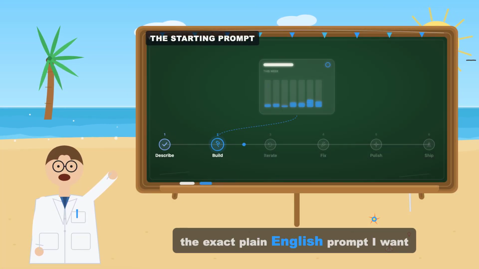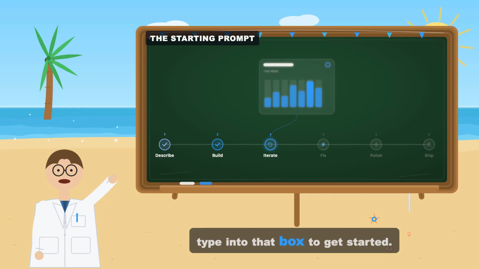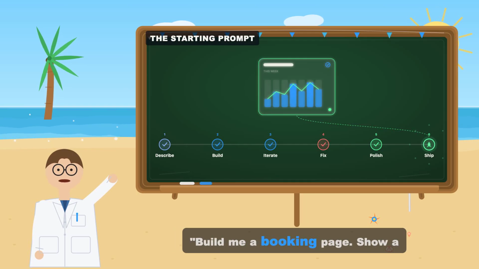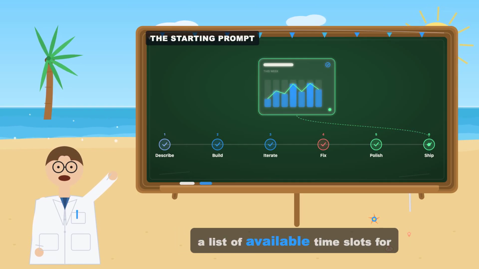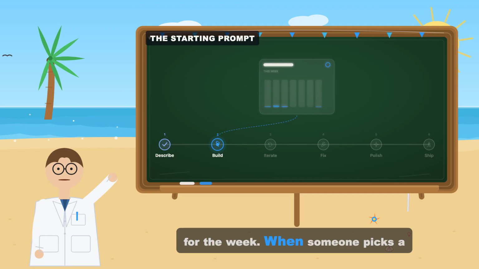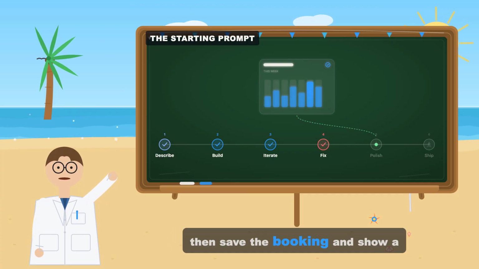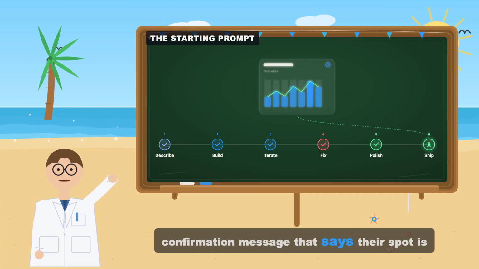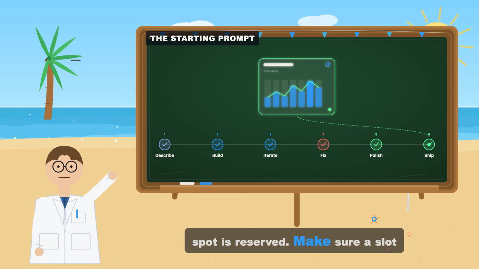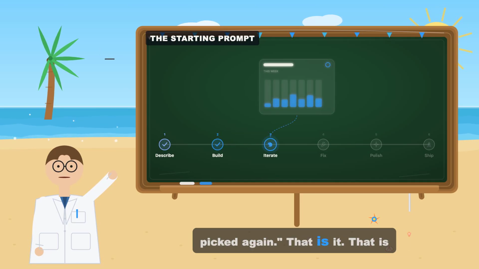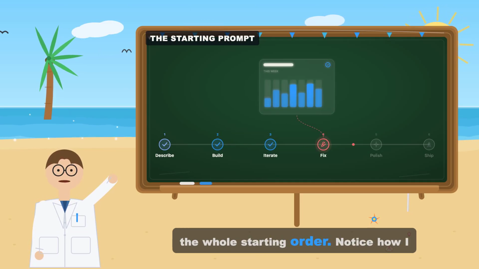Here is the exact plain English prompt I want you to type into that box to get started. Ready? Type this. Build me a booking page. Show a list of available time slots for the week. When someone picks a slot, ask for their name and email. Then save the booking and show a confirmation message that says their spot is reserved. Make sure a slot that is already booked cannot be picked again. That is it. That is the whole starting order.